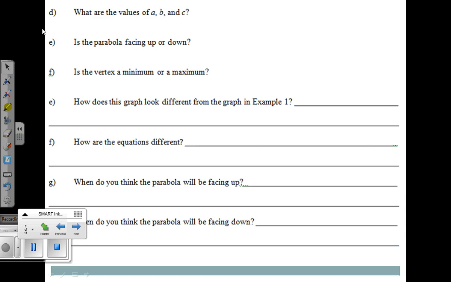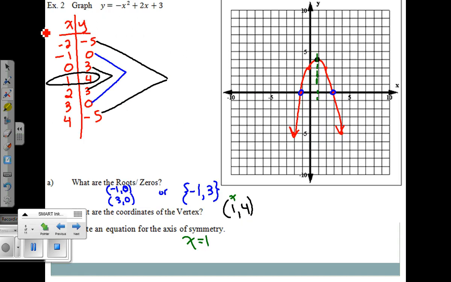For A, B, and C, our equation was negative x squared plus 2x plus 3. So A is negative 1. B equals 2, we see that right there. And C is 3. This parabola looks like a frown, so it's facing down.